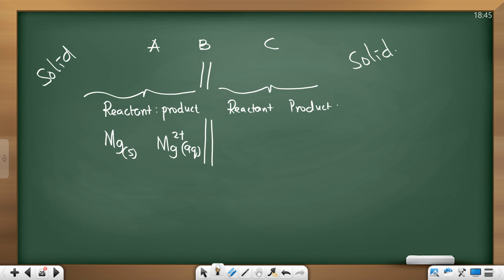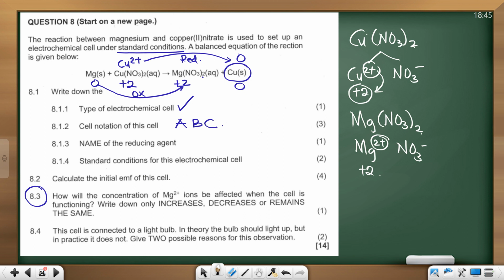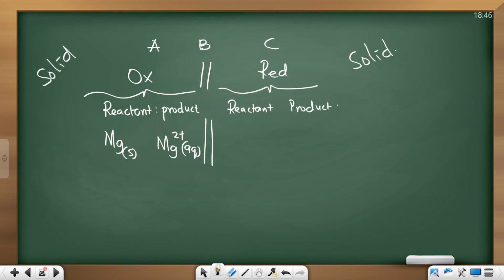Right? Before I even go to the right, what happens at the cathode? That makes sense, that the first and the last must be solid. Plus, which is what? Aqueous.